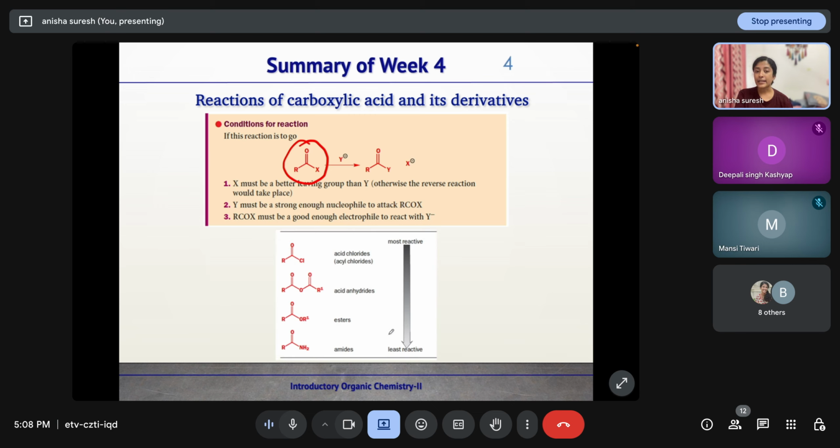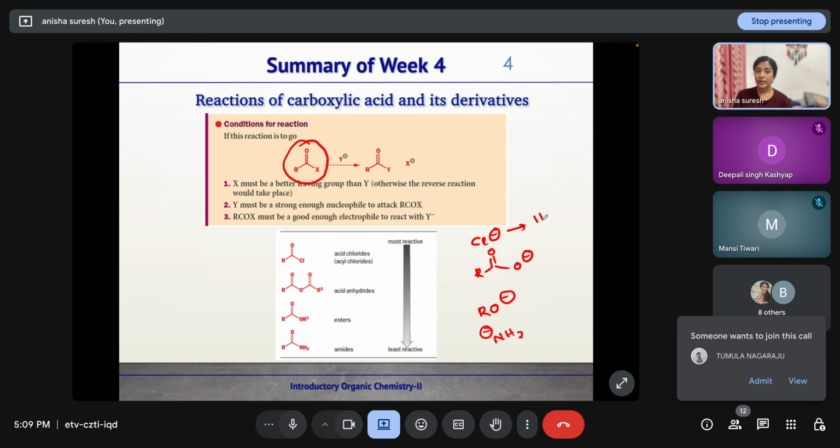This is the reactivity order from acid chlorides to amides. Acid chloride is the most reactive and amide is the least reactive. In between, acid anhydrides and esters come. This depends on the stability of the leaving group: Cl minus, RCOO minus, RO minus, NH2 minus. So depending on the stability of these leaving groups, this reactivity trend comes.